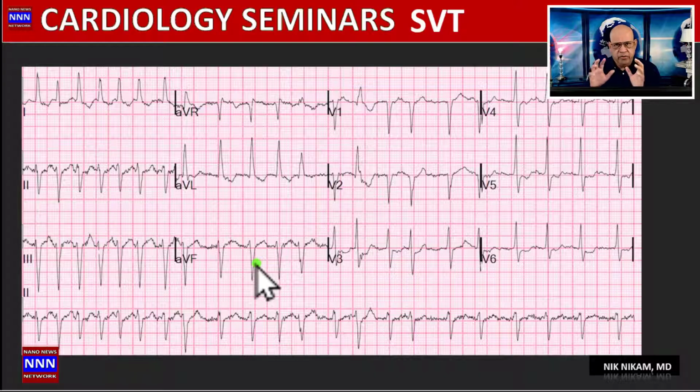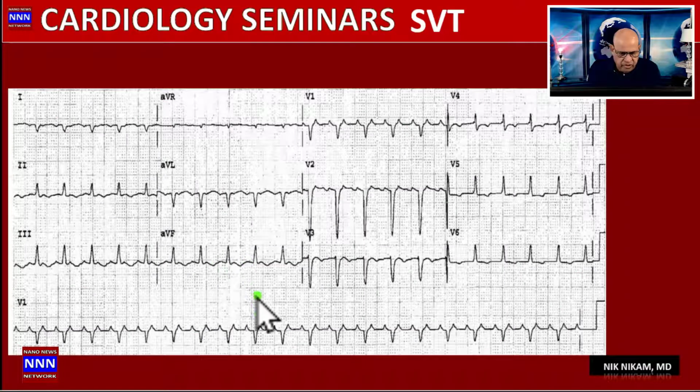We need to put all the pieces of the puzzle together. If you are dealing with a bifascicular block in a patient with atrial fibrillation, then we may be concerned about higher degrees of AV block down the line. Okay, let's look at the next electrocardiogram here. What do we see here?